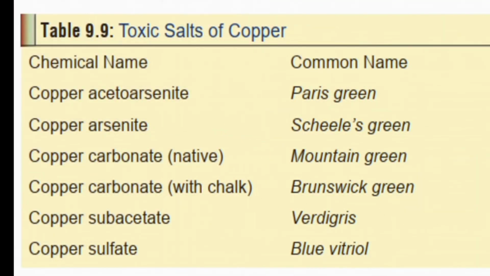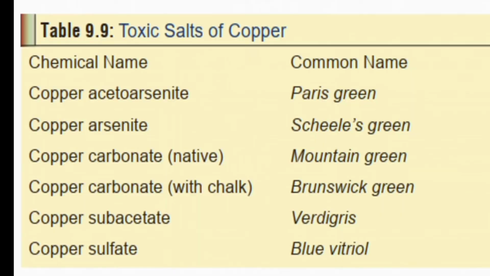These are some of the toxic salts of copper. Toxic salts like copper acetoarsenite, also known as Paris green, and copper arsenite, also known as Scheele's green. Copper carbonate, in the native form and with chalk, and copper subacetate, copper sulfate. The common names of copper carbonate are mountain green and Brunswick green, and copper subacetate is verdigris. Copper sulfate is blue vitriol. These are some of the toxic salts of copper that may cause copper metal poisoning.